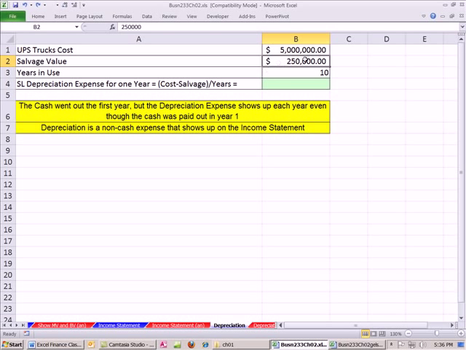But this is 250. We have to take that into consideration when we do depreciation. We also need to know how many years the asset is going to be used, in this case a truck. So 10 years, we'll estimate. That's an estimate.